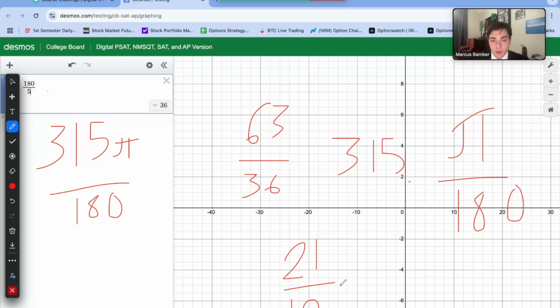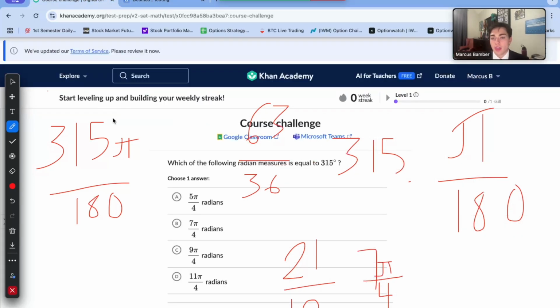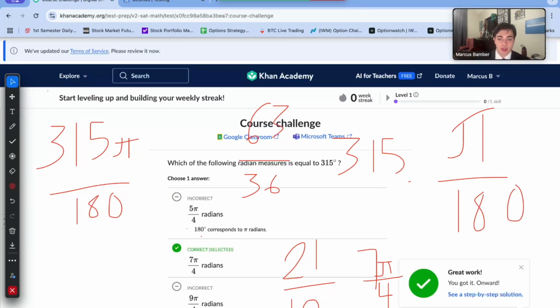And now from here, we can divide both by 3 again. So we could have divided the last ones by 9. My bad. 4 and 7. So we're left with 7 pi over 4. And that is the correct radian measure. So B is the correct answer with this one.